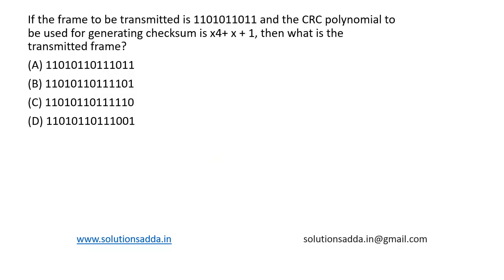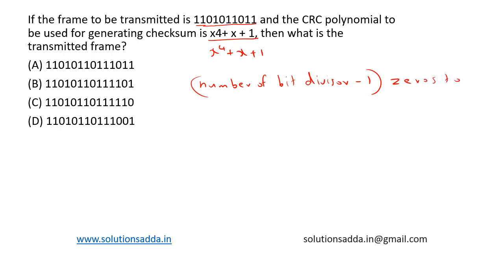This is a question from computer networks. If the frame to be transmitted is 1101.011.011 and the CRC polynomial to be used for generating checksum is x to the power 4 plus x plus 1, then what is the transmitted frame? So the first step is to append number of bits in divisor minus 1 zeros to the data unit.